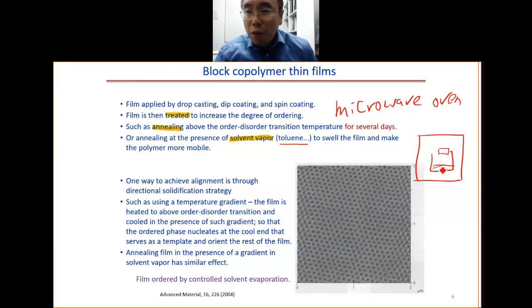The solvent will heat up and then vaporize, so the vapor of the solvent will come to the wafer surface. On the other hand, the microwave can also heat up the wafer itself. This way, you get very fast self-assembly, taking just a few minutes.